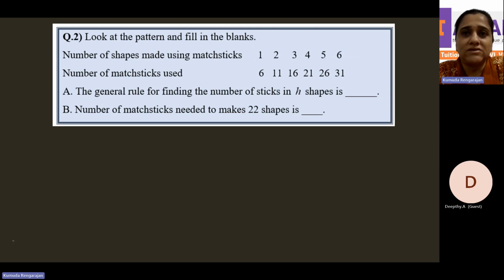Okay, look at the pattern and fill in the blanks. Number of shapes, read it carefully. Number of shapes made using matchsticks. Number of shapes. This is not the number of matchsticks. Number of shapes: 1 shape, 2 shapes, 3 shapes, 4 shapes, 5 shapes, 6 shapes. Number of shapes made using matchsticks. Understand?